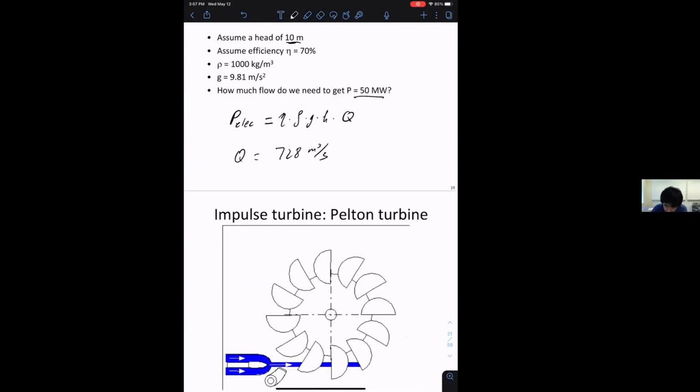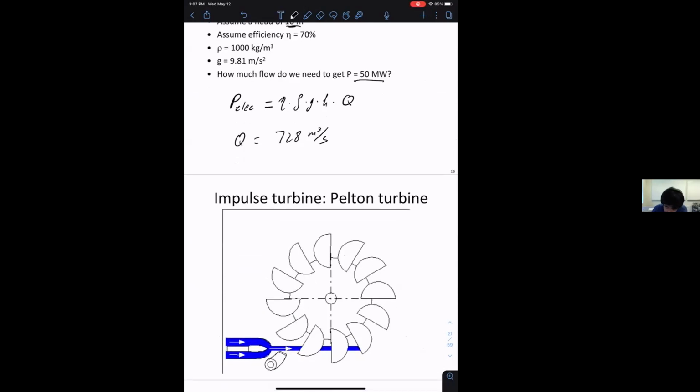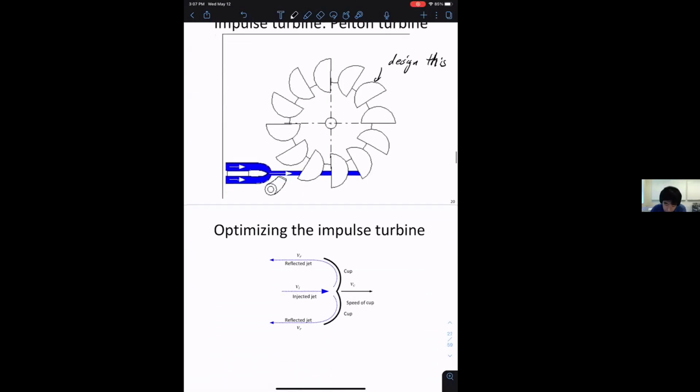So how do I design the cup? The question is, design this. The idea is you want to design this cup, the shape of this. And it turns out our design of the cup actually looks like this.